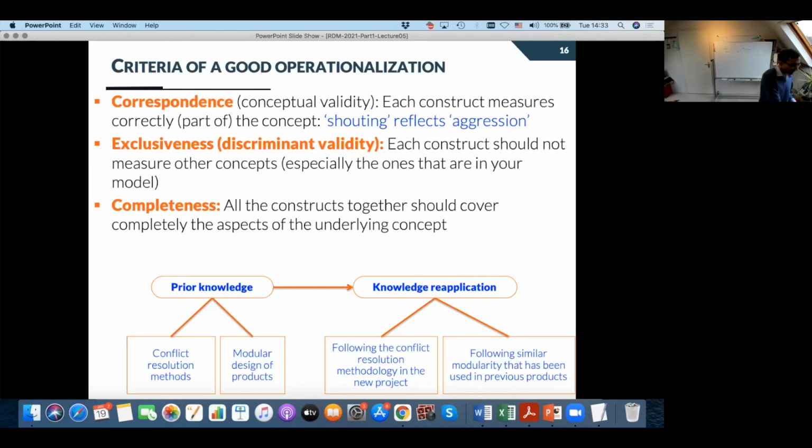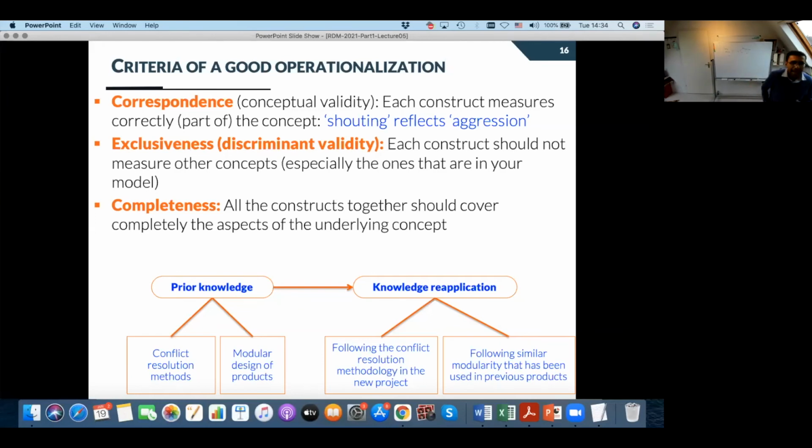That's correspondence. It should be exclusive. If I say intention to invest, that can be a very generic construct for many things: for motivation, for going after hype, for being aware of the importance of something. So the more exclusive you make your construct related to your concepts, the better your specialization.